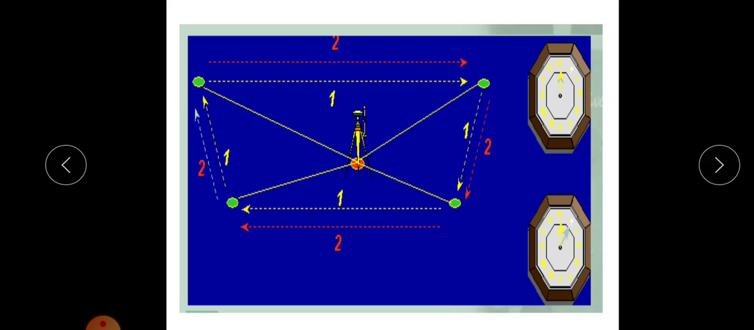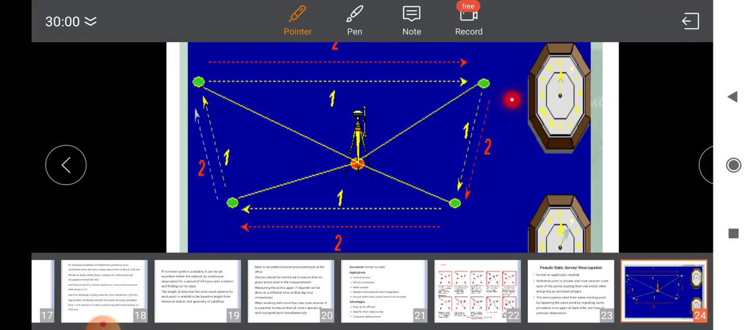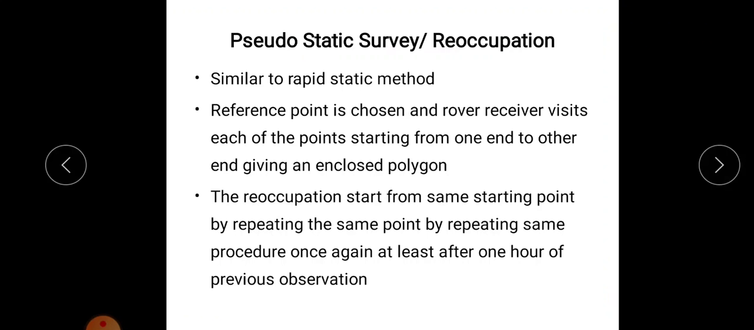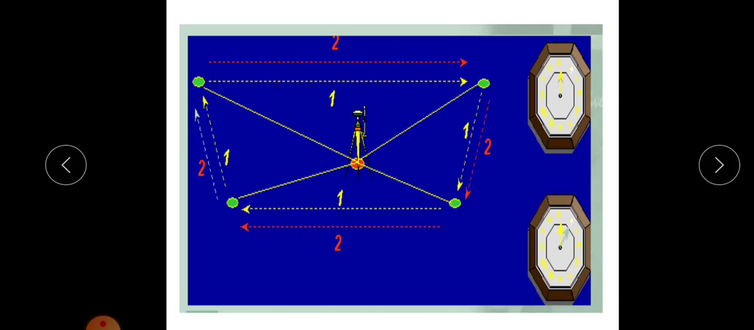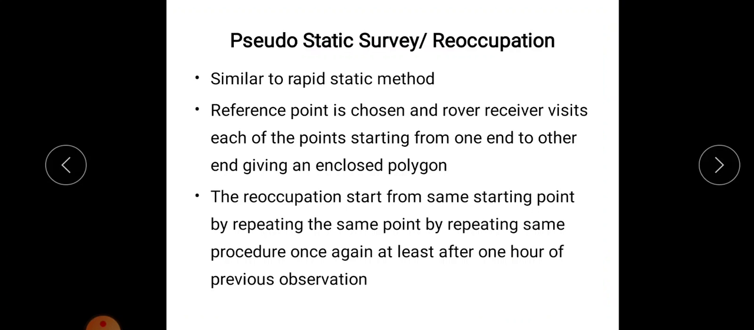The path marked by the number 1 is traveled for the first time, and for the second time, the path followed by the rover is marked as 2. So the rover completes the polygon two times. The reoccupation starts from the same starting point by repeating the same procedure once again, at least after 1 hour of the previous observation.